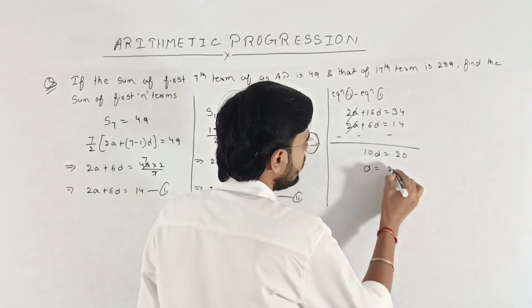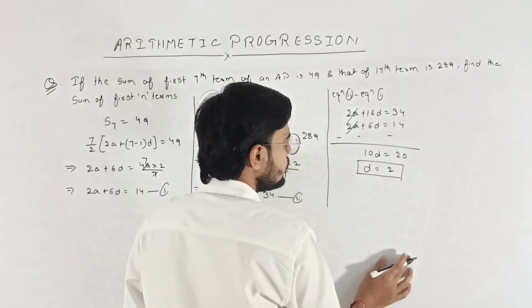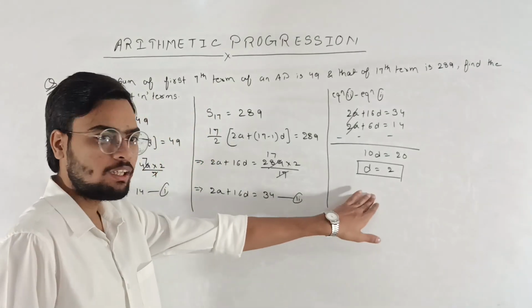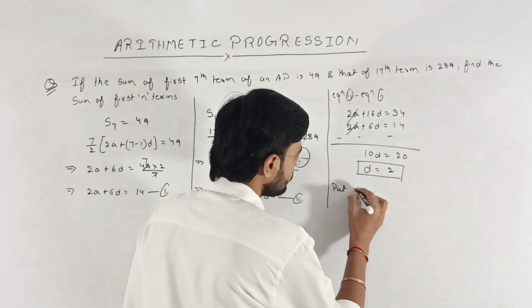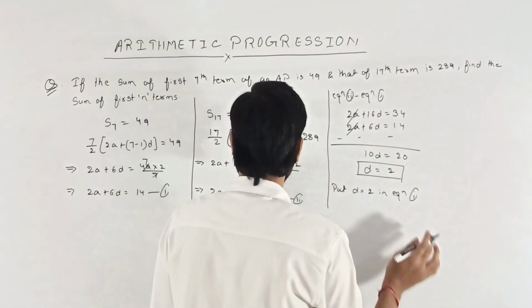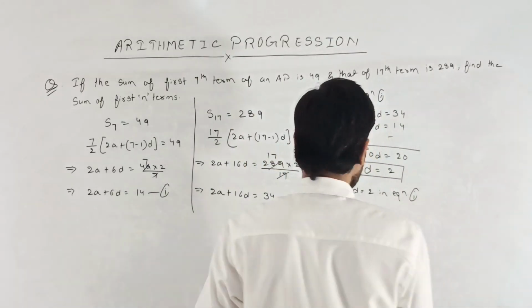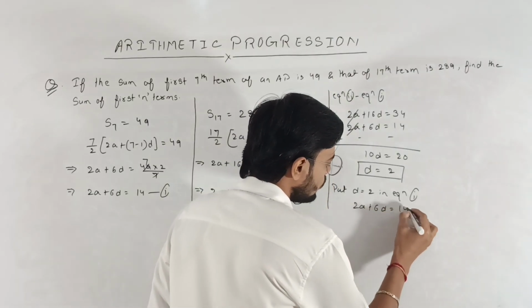So from here d is equal to what? 2. From here d is 2. Now put this value of d in equation first or second, anyone. So I put this value of d in equation number first. Equation first is 2a plus 6d is equal to 14.